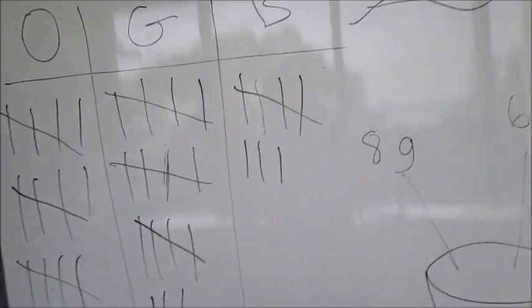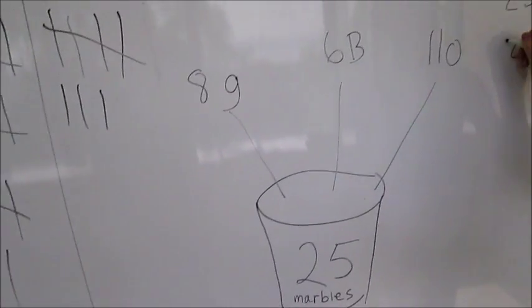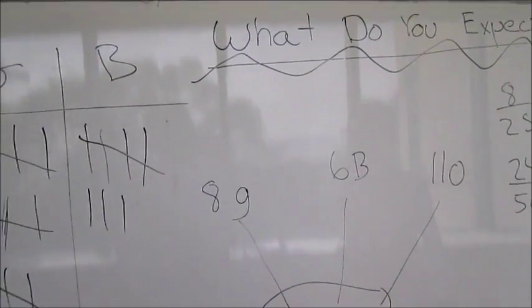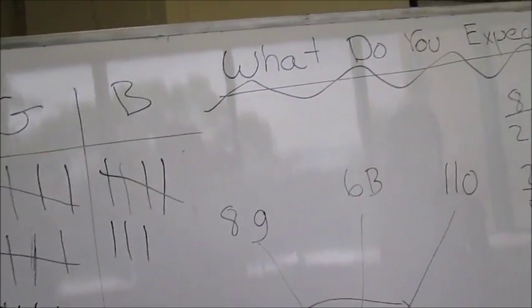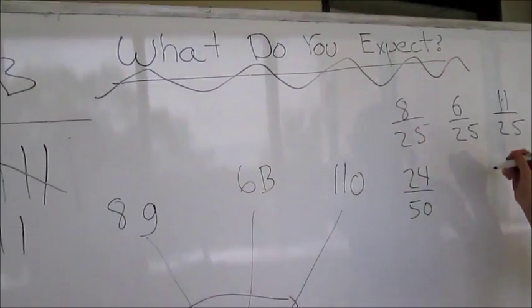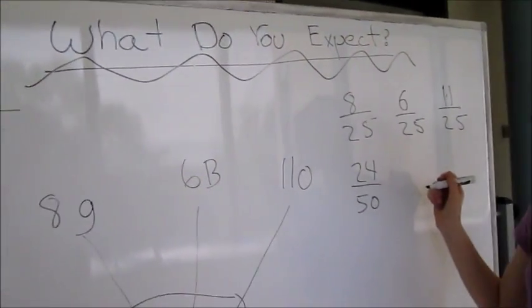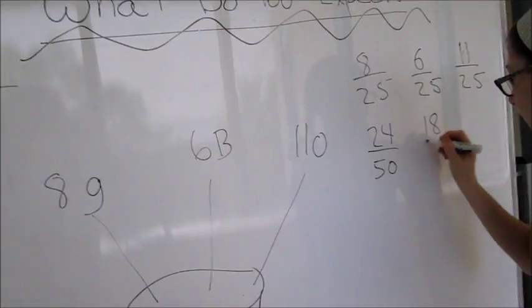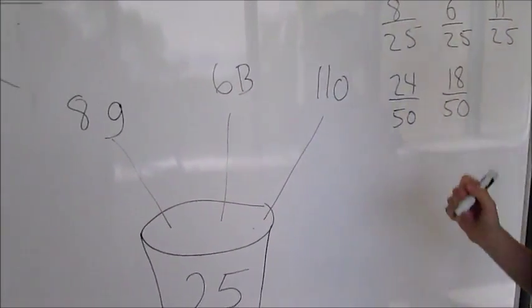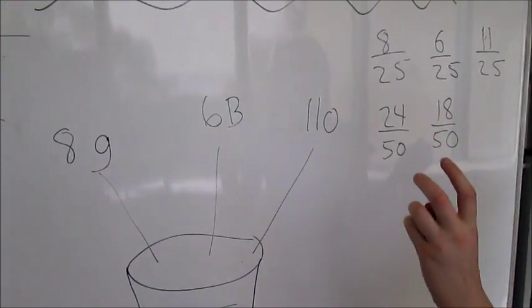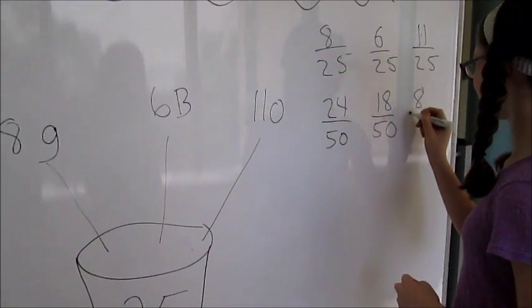So how many orange are there, Paulina? There are 24 out of 50. So that's 12 out of 25 if you were to convert it. How many green are there? 18. Because I can count. All right, and how many blue are there? There are 8 blue.